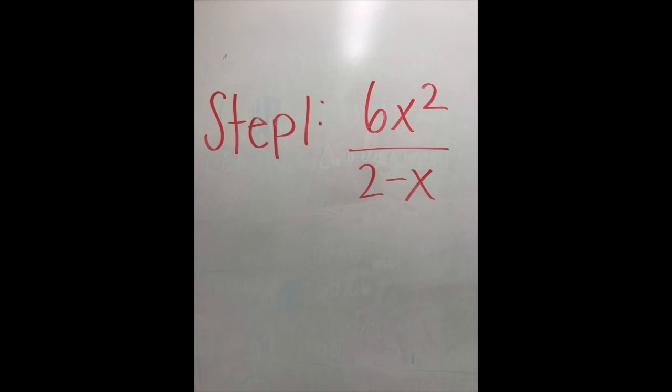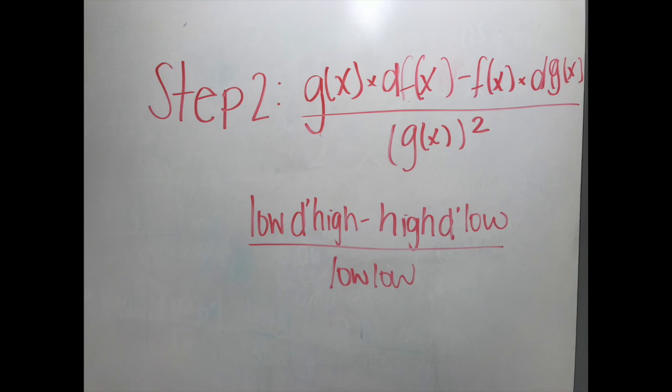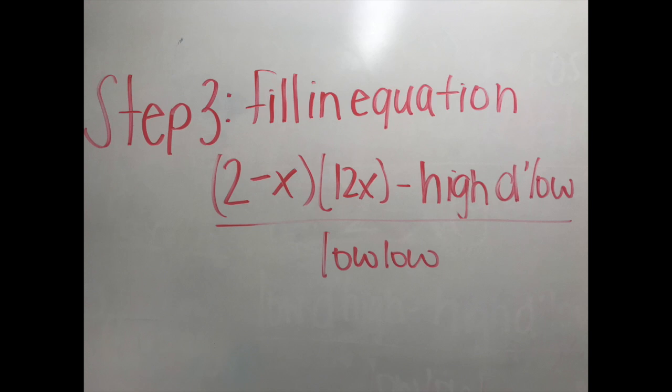Step 1 is to write out your problem. We have 6x squared divided by 2 minus x. Step 2 is to write down your equation. This is the complicated Khan Academy version, but my version, which is simpler, is low d high minus high d low, all divided by low low. Your low is your denominator, d is the derivative, and high is the numerator. So it's your low times the derivative of your high minus your high times the derivative of your low, all divided by low low.